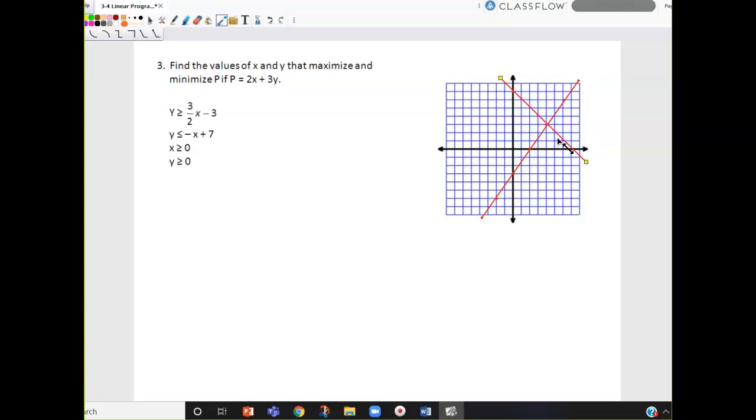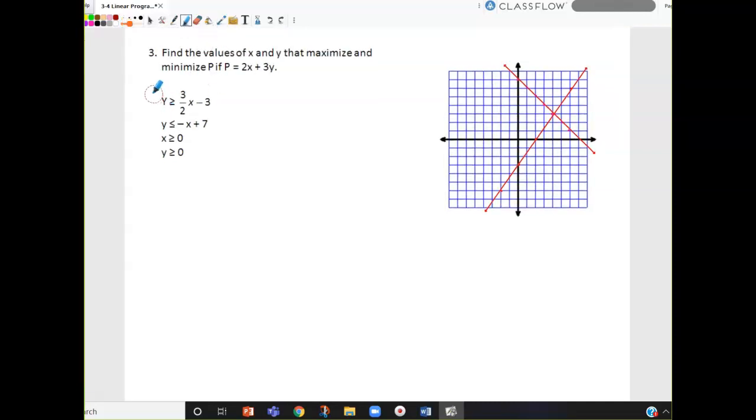And then what I like to do at this point is do my shading. So the first line was y greater than or equal to, so our line would have been shaded above. And then our second line is y less than. So that tells me that we shaded below.